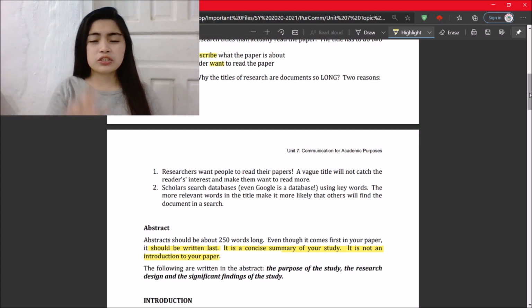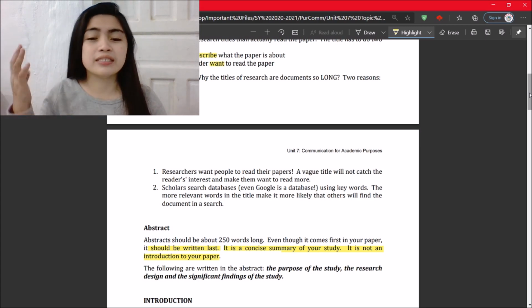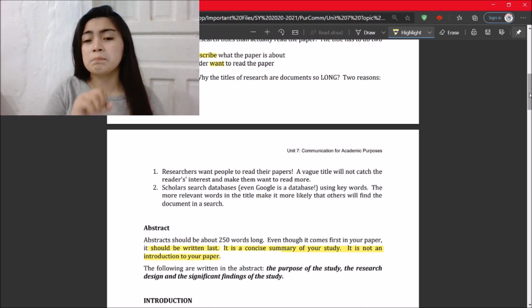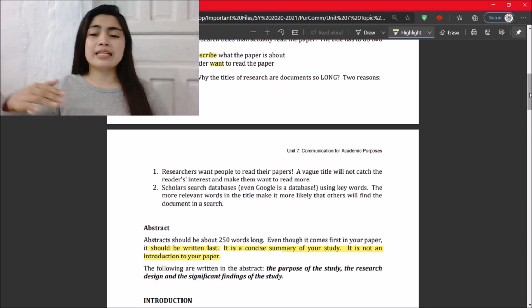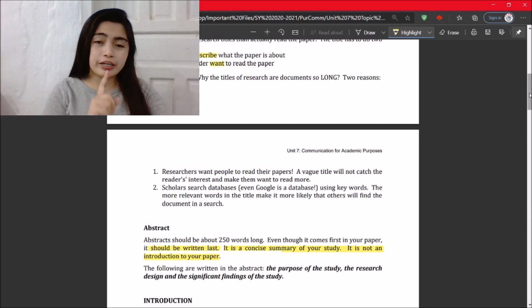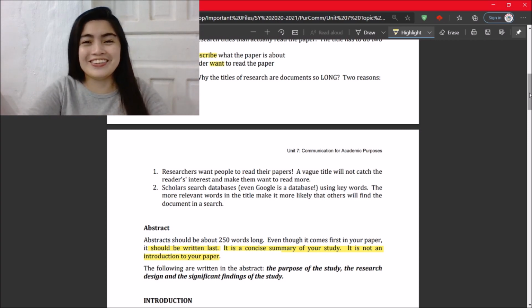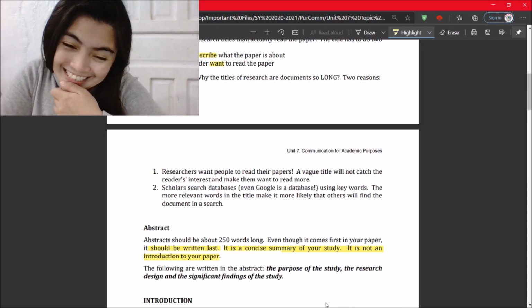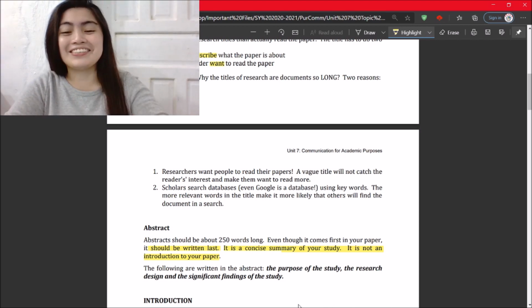So, scholars search databases. So, even Google is a database. So, using keywords. So, the more relevant words in the title make it more likely that the others will find the document in a search. So, for instance, ipapakita ko sa inyo yung aking research, ay yung aking thesis nung ako'y nag-aaral pa.